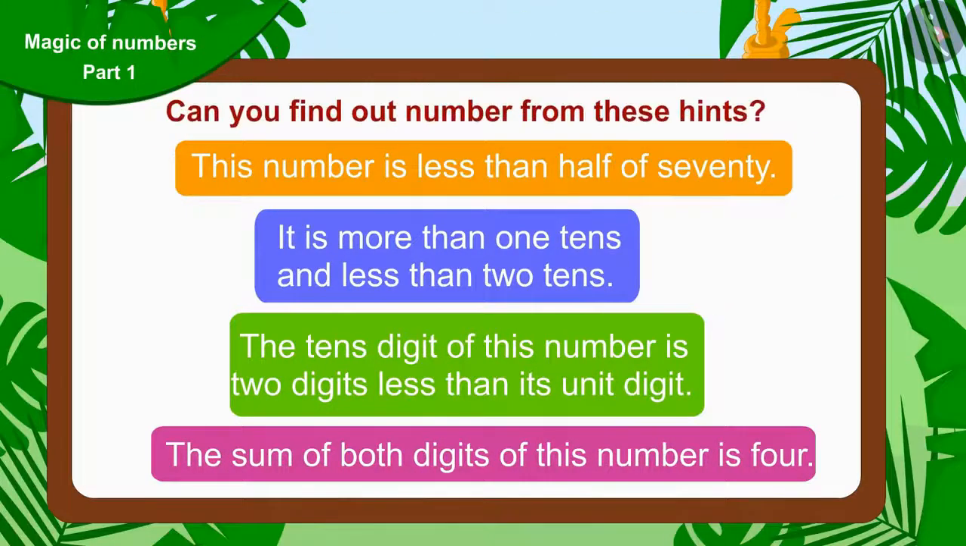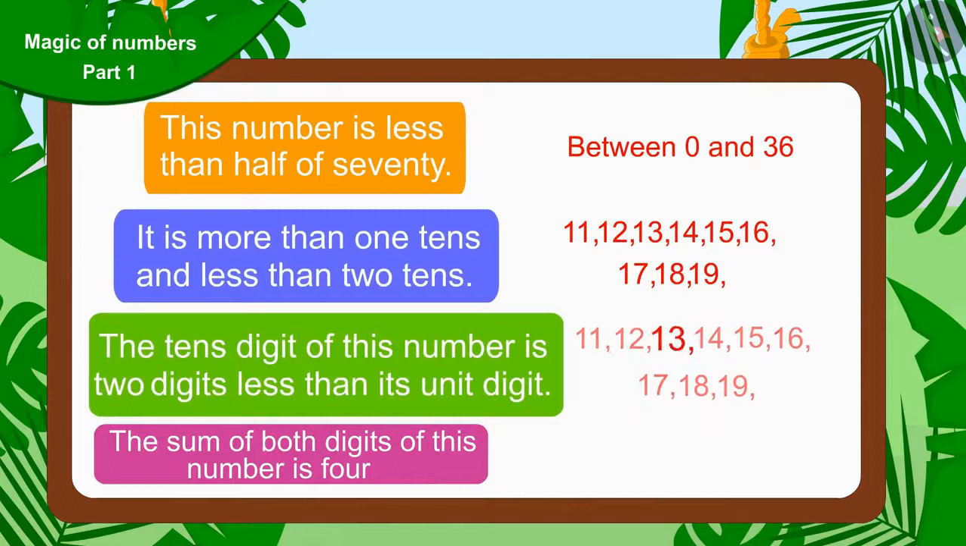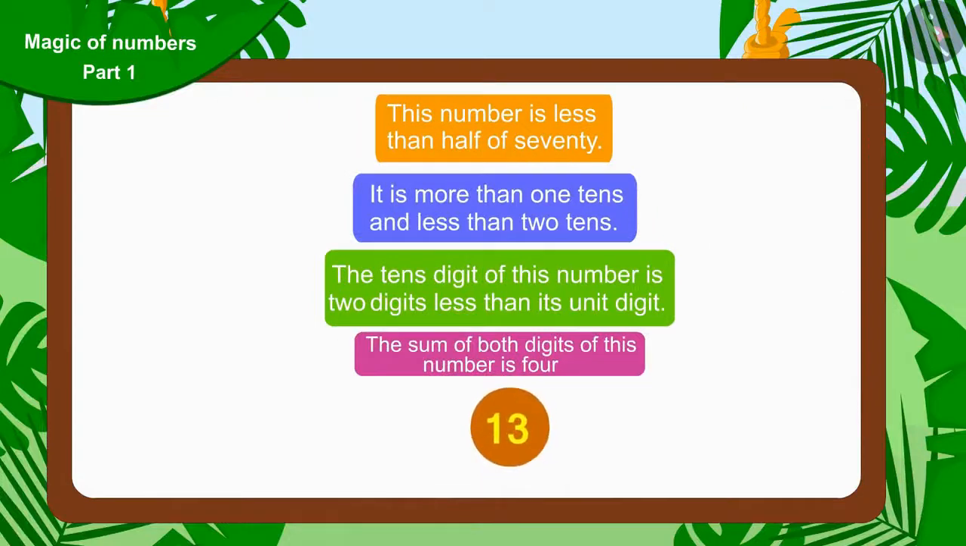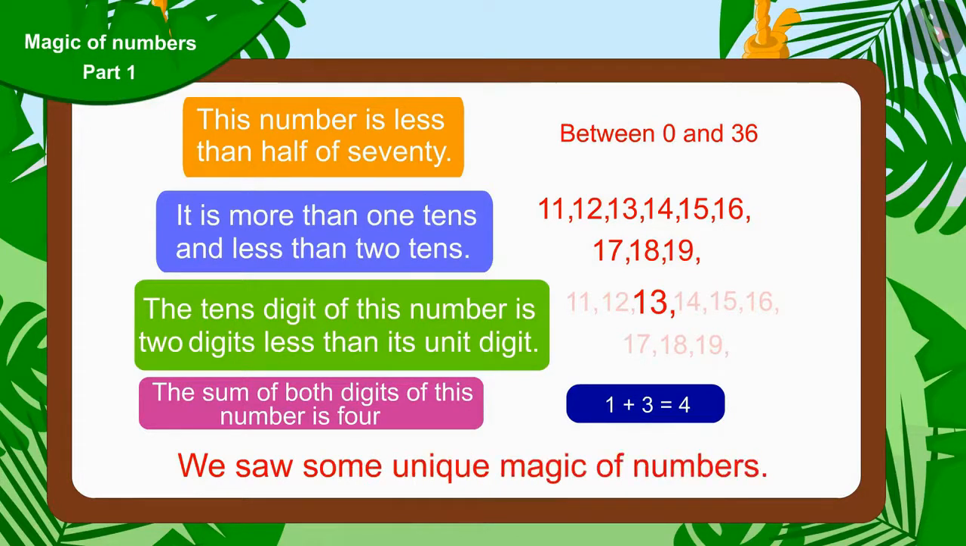Children, now can you find out the number from these hints? If you want, you can find a solution along with your friends by pausing this video. Well done! Your answer is absolutely correct. This number is 13. Children, in this video, we saw some unique magic of numbers. In the next video, we will see some more interesting examples.